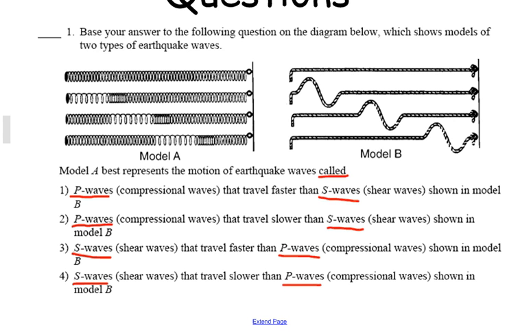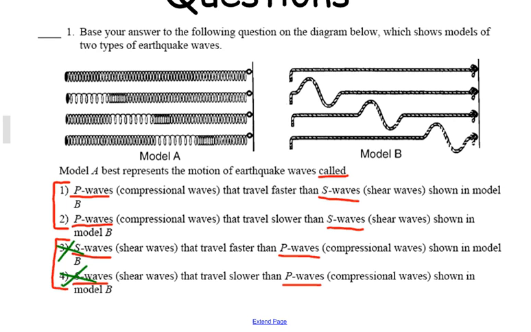So the first thing to do is not get bogged down by all these words here. Either 1 and 2 are correct, that Model A represents the P wave, or 3 and 4 are correct, that Model A represents the S wave. And we mentioned before, and I think we even saw these diagrams, that P waves travel by pushing, that it's a compression wave. So Model A represents the P wave. So I automatically get rid of choices 3 and 4.